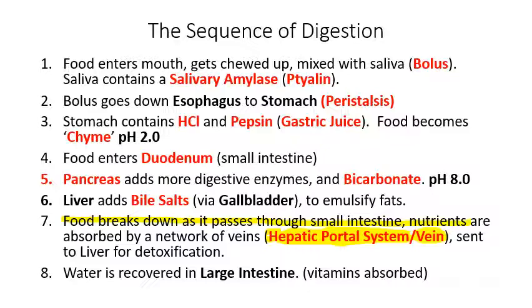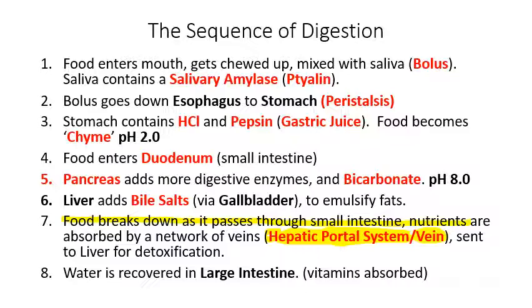So all of these nutrients that are absorbed by the intestines and into the blood are not connected to the general blood supply yet. They have to pass through a filter before they can go into the regular blood. So the liver is the filter.